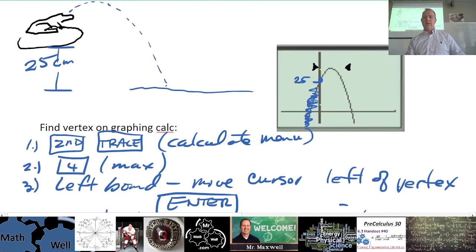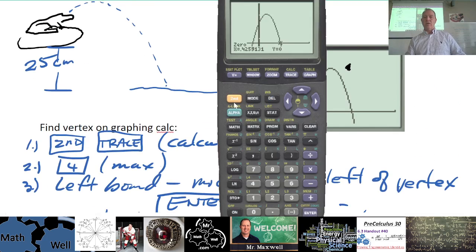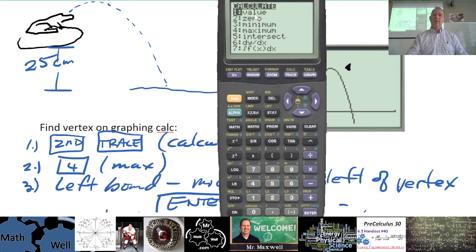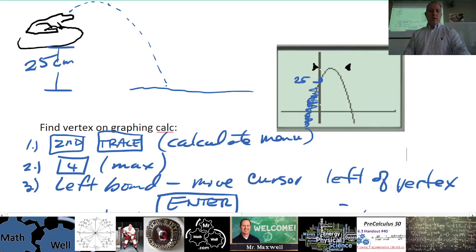I guess I did show you earlier, but to find the y-intercept, really easy. You go second function calculate, and then just plug in a value here, and you just put x equals 0 to find the y-intercept. That's how we found 25 before. So intercepts are really easy too. You just plug in a value of 0 there for the y-intercept. All right.